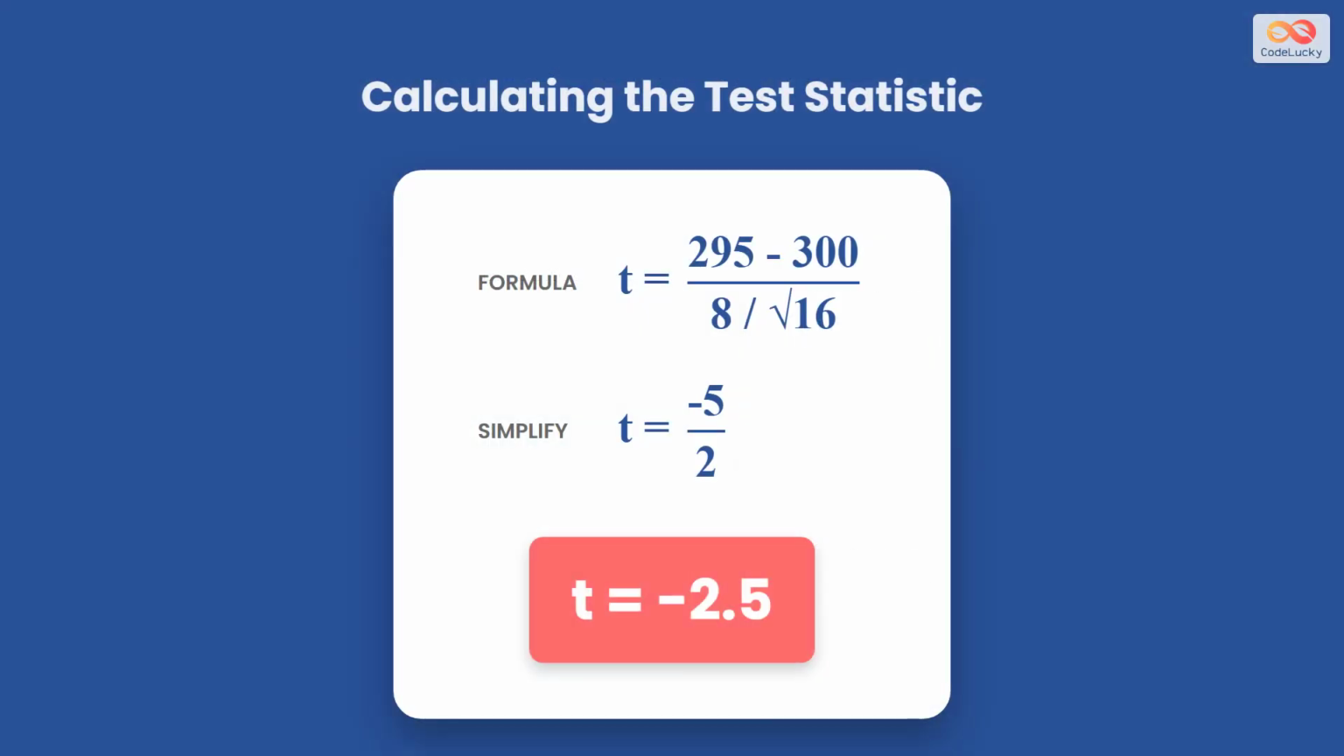Now, let's plug these numbers into our formula. The numerator is 295 minus 300, which gives us -5. The denominator is 8 divided by the square root of 16, which is 2. Dividing -5 by 2 gives us a t-statistic of -2.5.